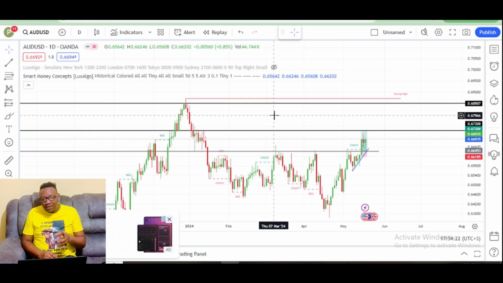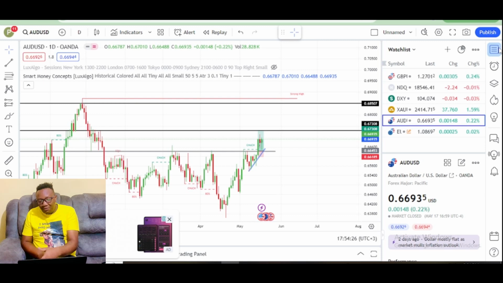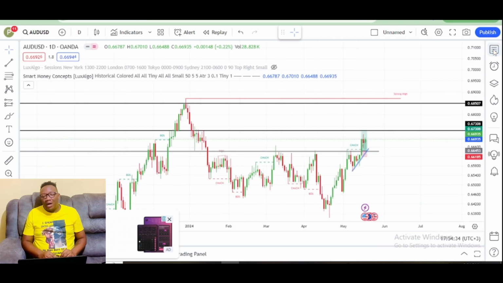Chart is on AUD USD. So I usually trade AUD USD, GBP USD, Nasdaq, gold and Euro USD. Right now we are on AUD USD, and I'm gonna show you how I got this trade right here. There's a trade right here.